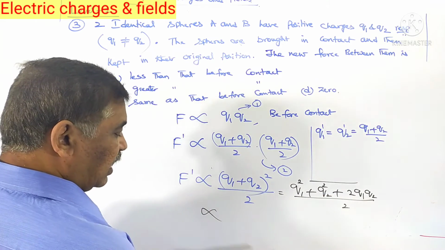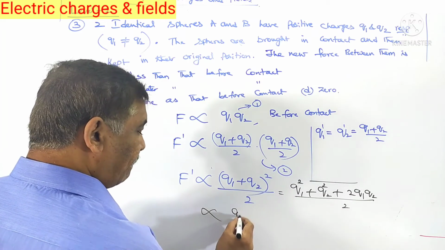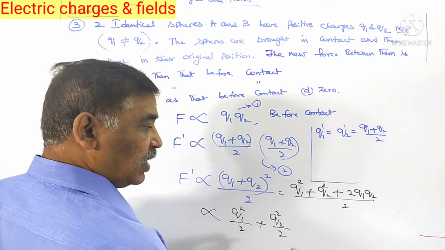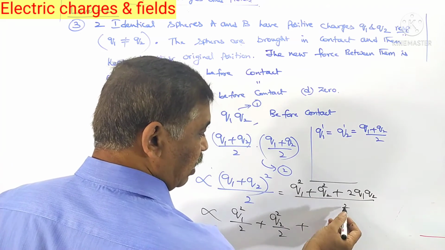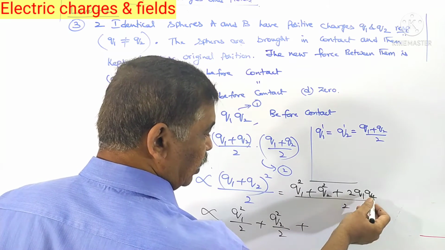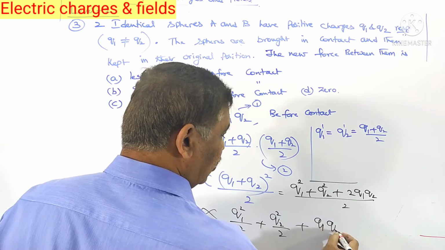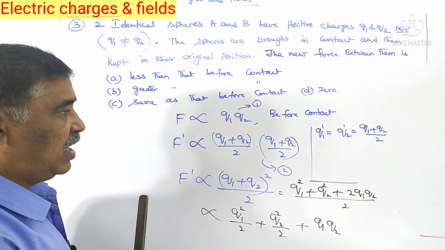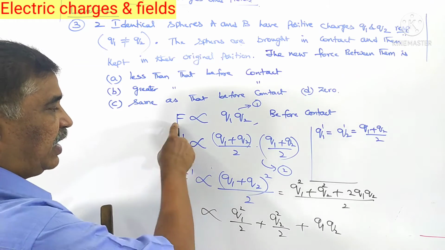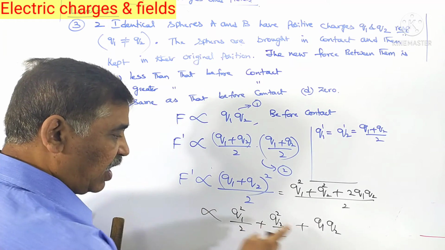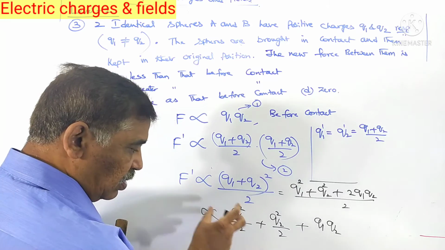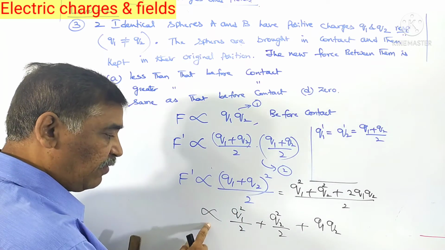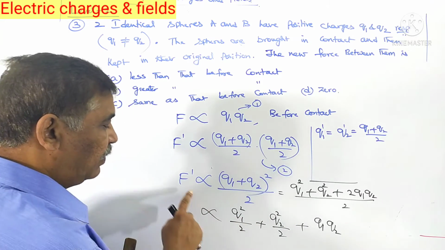This I can split as Q1 square by 2 plus Q2 square by 2 plus 2Q1Q2 by 2. That will give us Q1Q2. Of course, Q1Q2 I can replace by F. That means this F dash is equal to, so the same constant is there in both equation 1 as well as equation 2. So F dash is much greater than F.